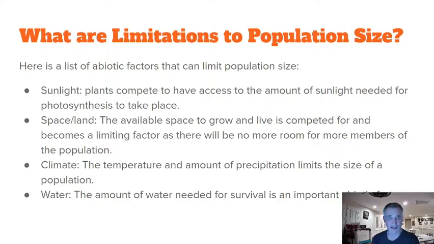Actual location, space, or land. The available space to grow and live is competed for and becomes a limiting factor as well. Climate: the temperature and the amount of precipitation limit the size of a population. Water: the availability of water, how much water is needed for survival, is another important abiotic factor. Probably the most important one for some scientists, because if we're ever looking for, for example, life on another planet, one of the very first things we look for is the availability of liquid water in that location.